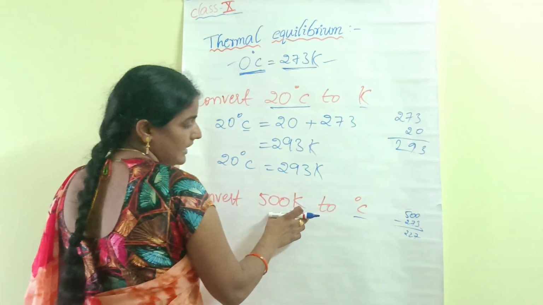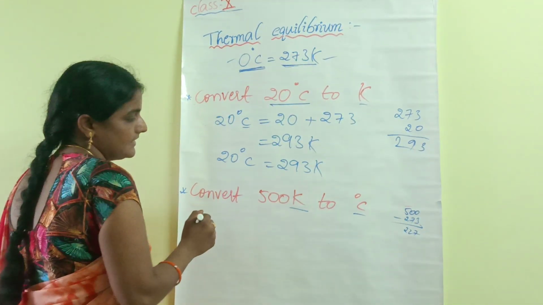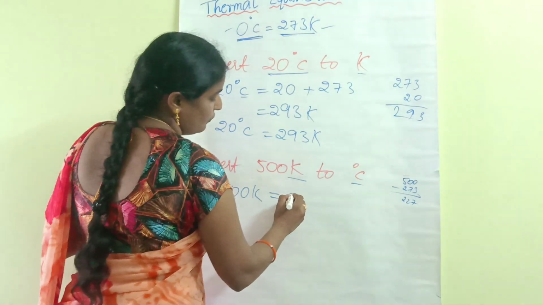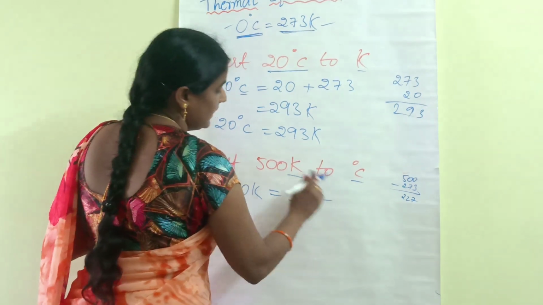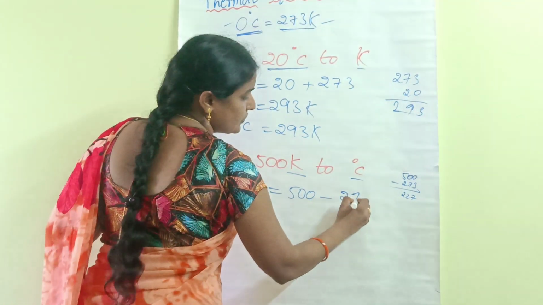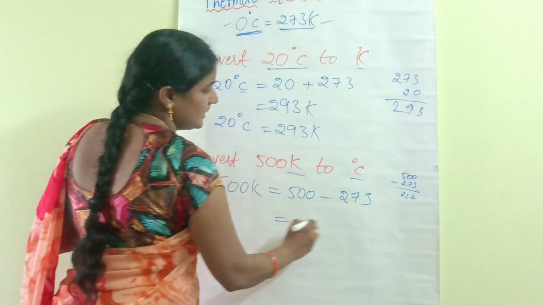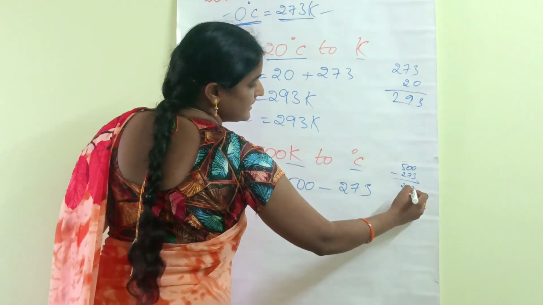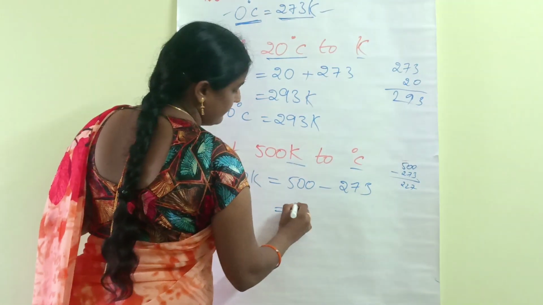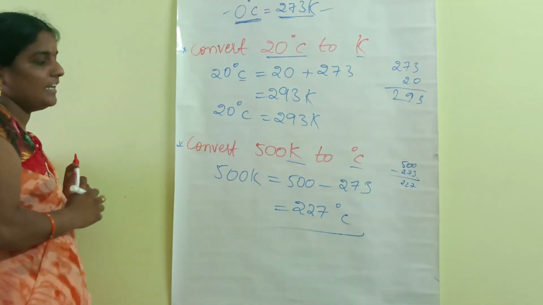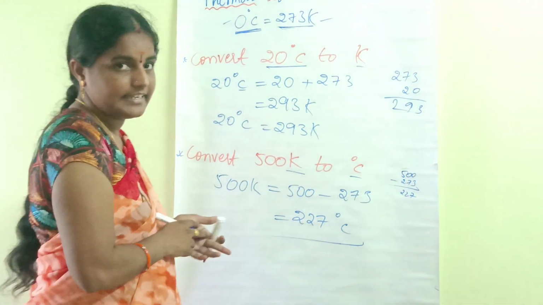Now the reverse. Convert 500 Kelvin into degrees Celsius. We are converting Kelvin to Celsius, so we have to subtract 273. 500 minus 273 is 227. So 500 Kelvin is 227 degrees Celsius. See how the value changes like that.